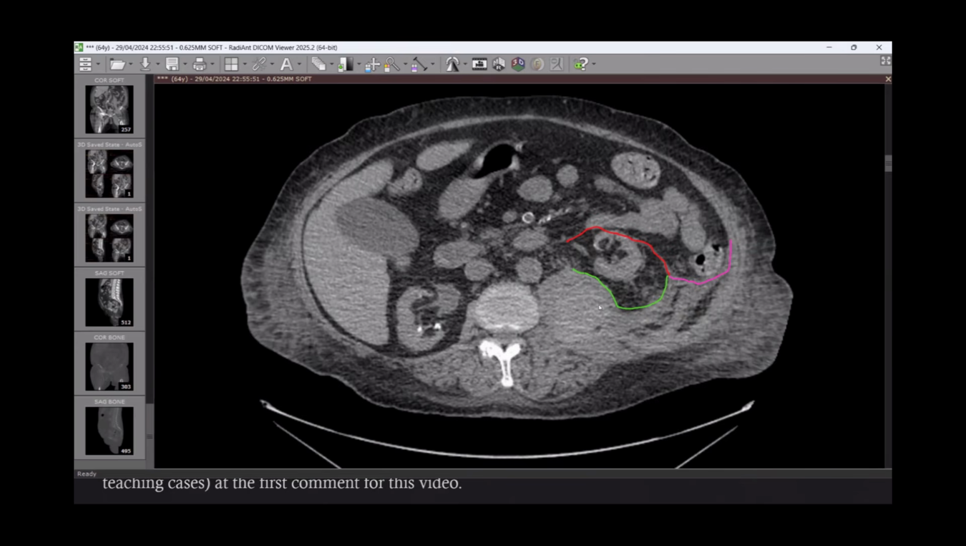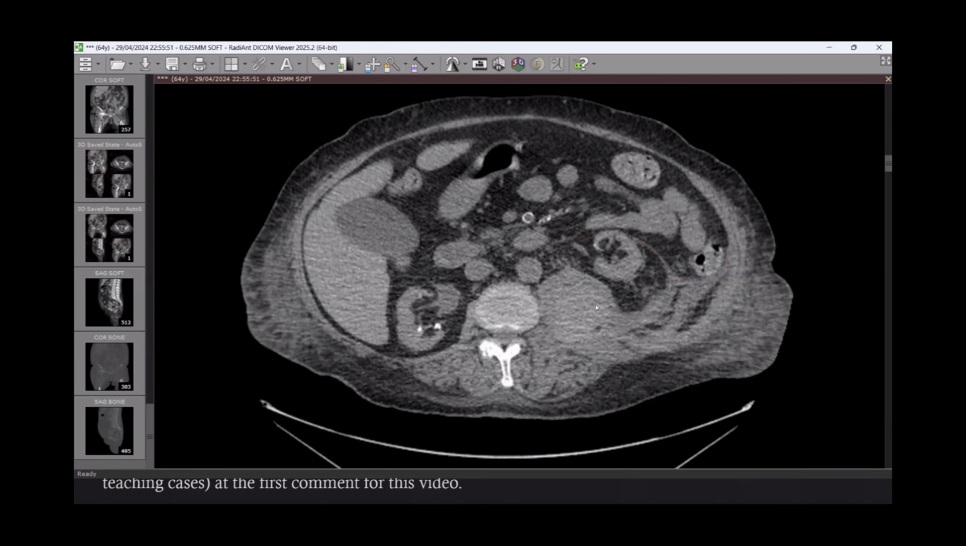What is this area? This area is the anterior pararenal space. What is this area? Posterior pararenal space. What is this area? This is the perinephric space. So we have the perinephric space surrounded by anterior renal fascia and posterior renal fascia, and we have the anterior pararenal space and the posterior pararenal space.